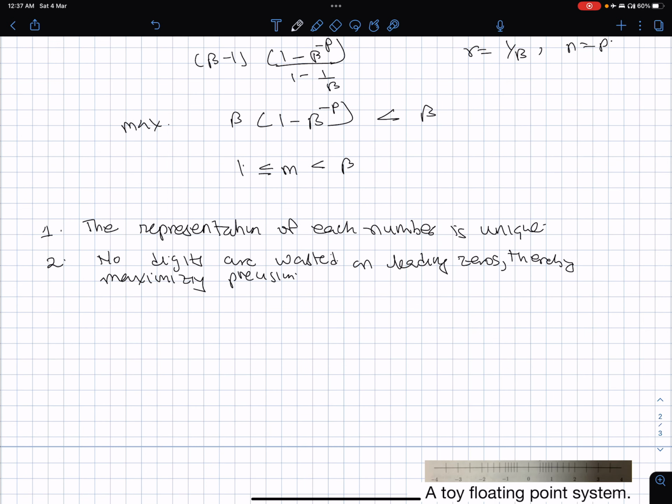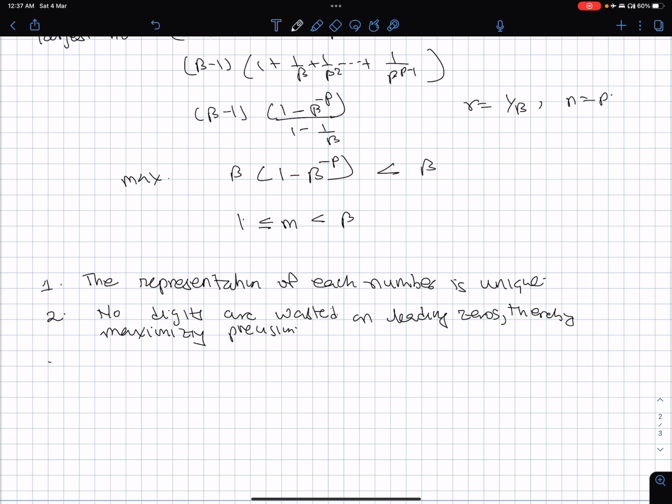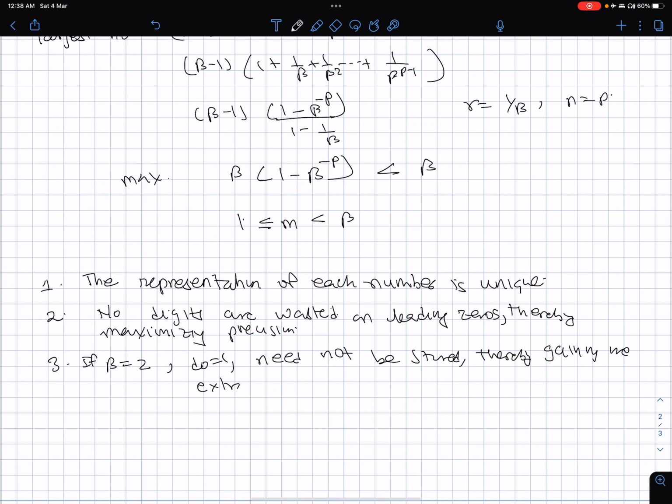Third, in a binary system where beta is equal to 2, the leading bit is always 1. This also I have said. D0 is always 1, so it need not be stored, thereby gaining one extra bit of precision for a given field width.